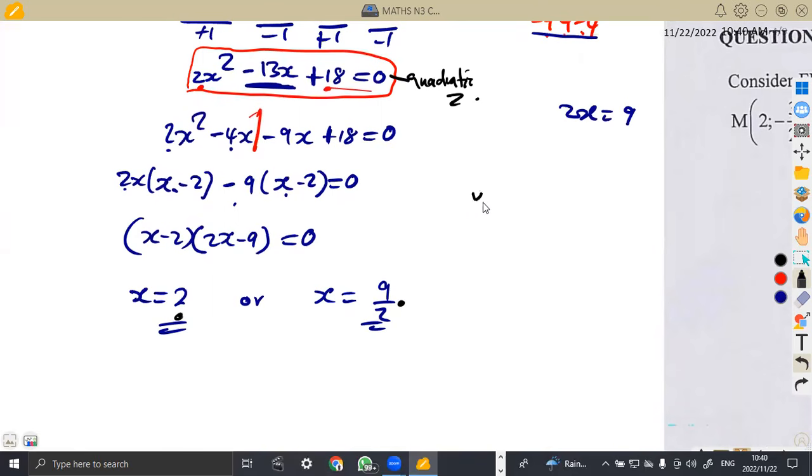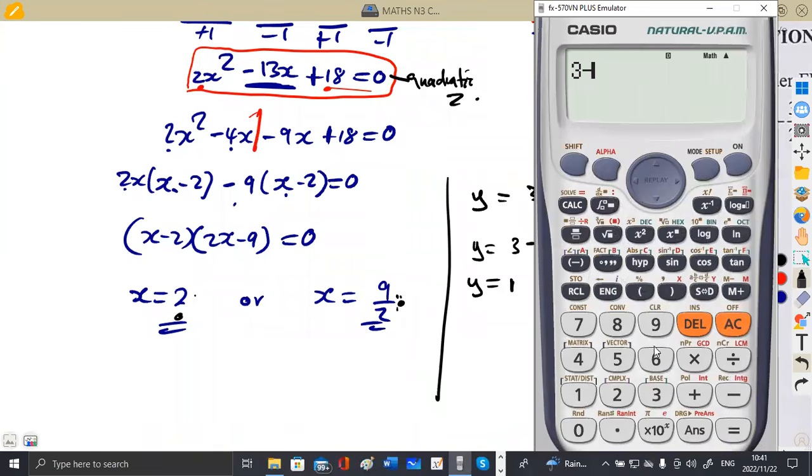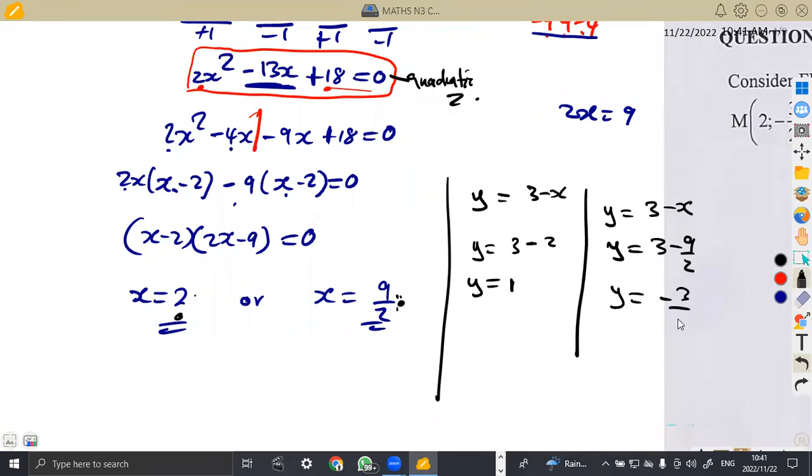Okay, anyways, we said y is equivalent to 3 minus x. So from the first one, y is going to be 3 minus x, which is 2. So if x is 2, y is going to be 1. Then we move on to the other one. y is equal to 3 minus x, but our x is 9 over 2, so it's going to be 3 minus 9 over 2. So y is going to be, let's subtract, 3 minus 9 over 2. That's minus 3 over 2. So y is going to be negative 3 over 2.